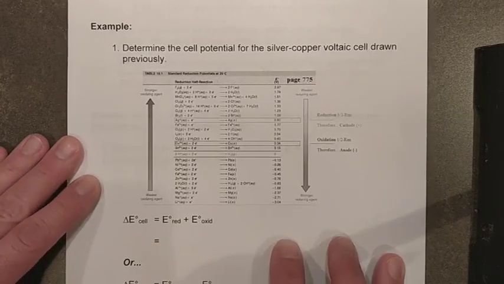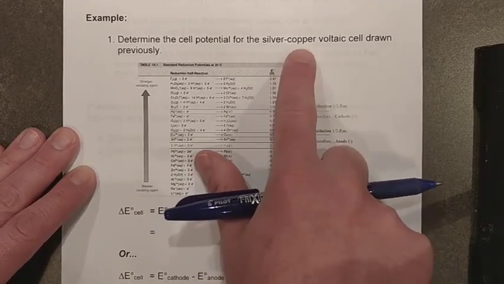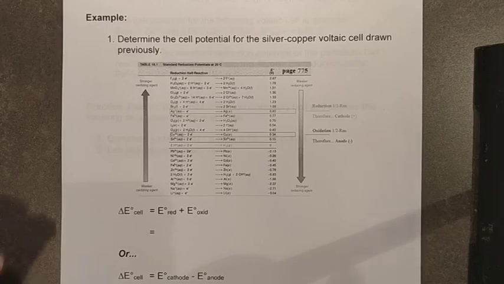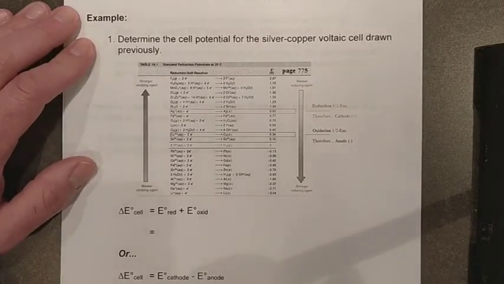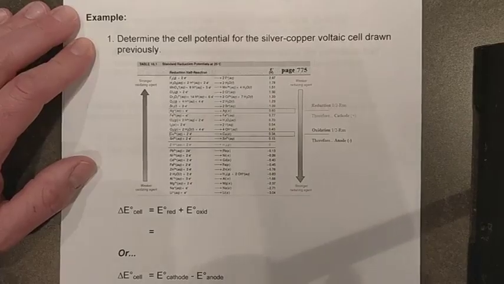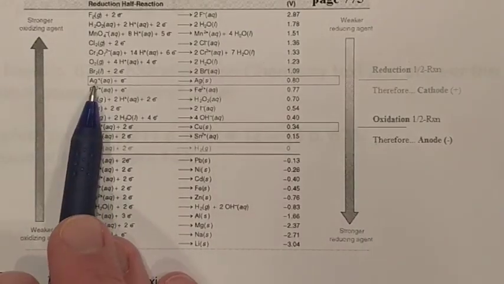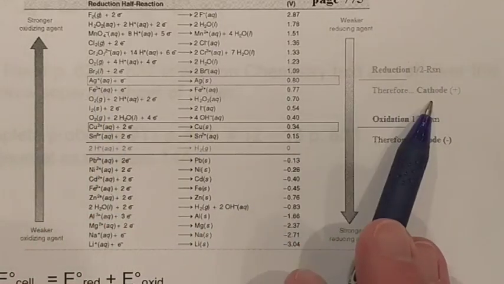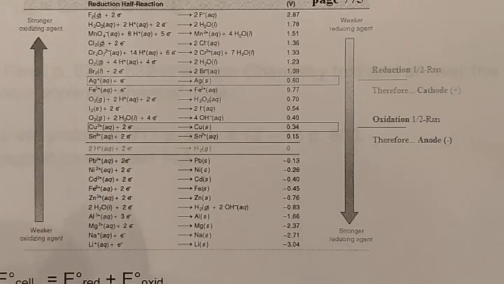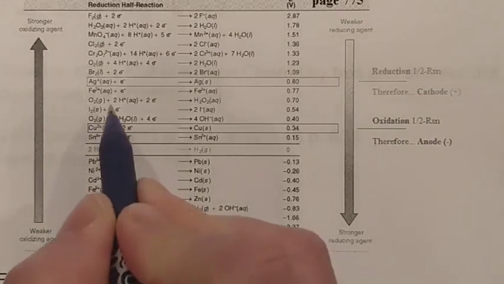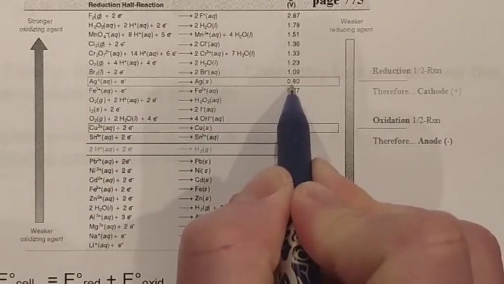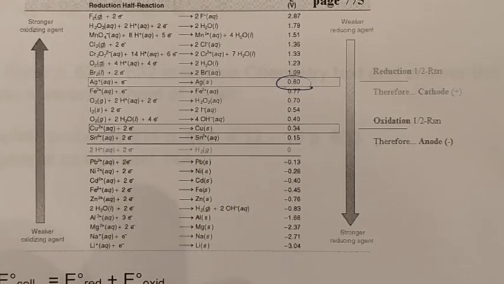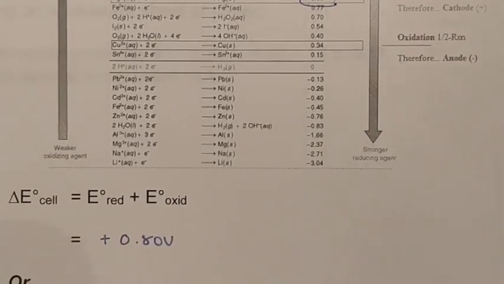All right, quick little example here. We did take a look at the silver-copper voltaic cell. We've drawn that one previously, and so we can take a look at which one is getting reduced and which one is getting oxidized. When we zoom in on the table here a little bit, you can see that silver ions are the ones that are undergoing reduction and therefore exist at the cathode. So we know which one is being reduced. Silver undergoes reduction, and you can see its voltage right here is positive 0.80 volts.